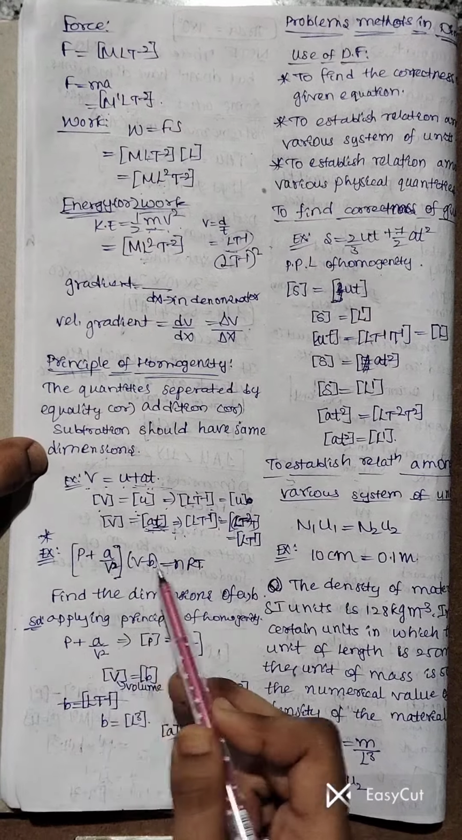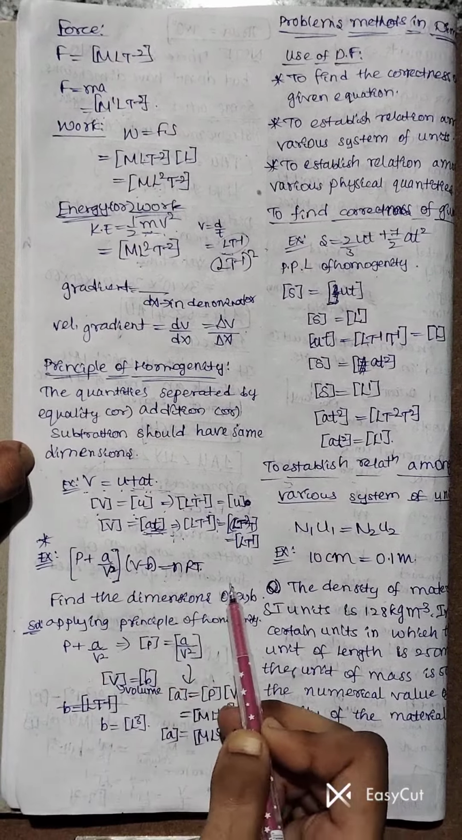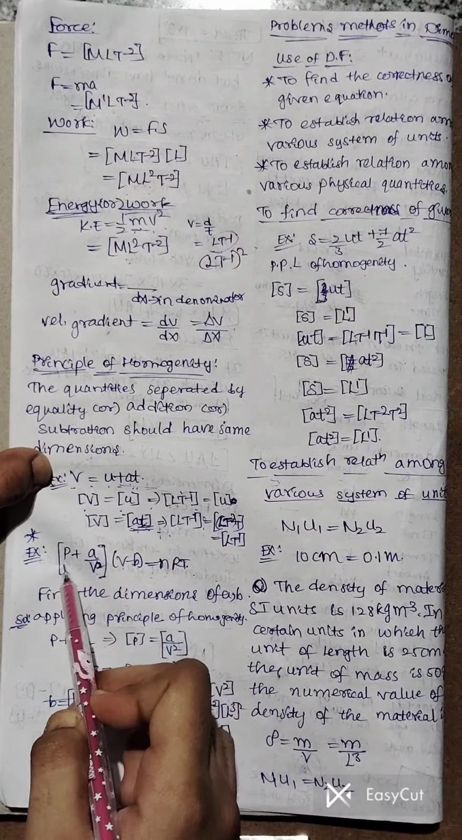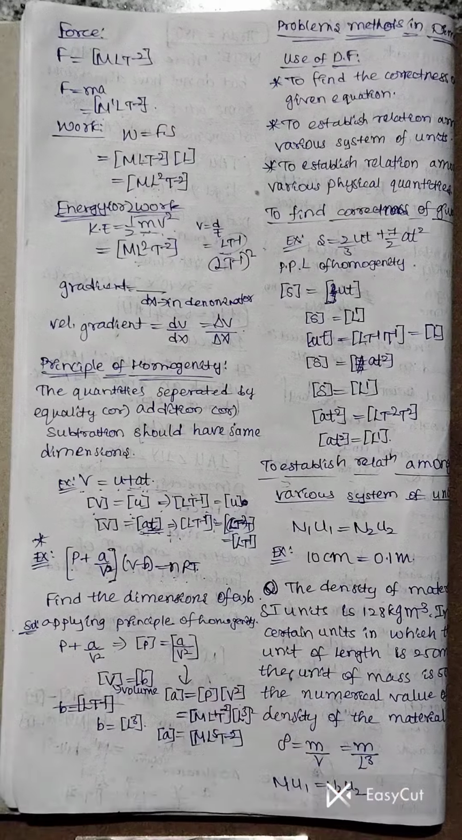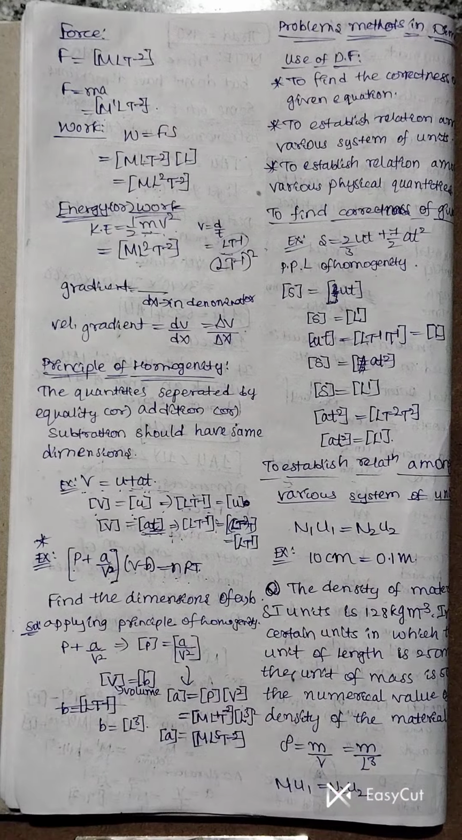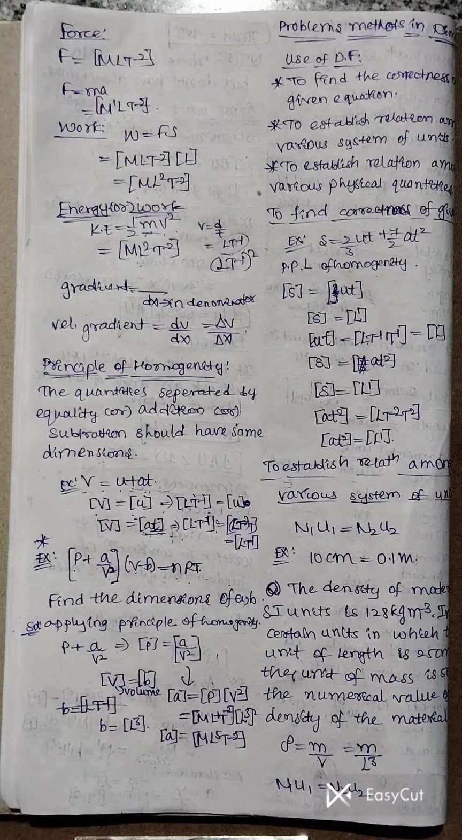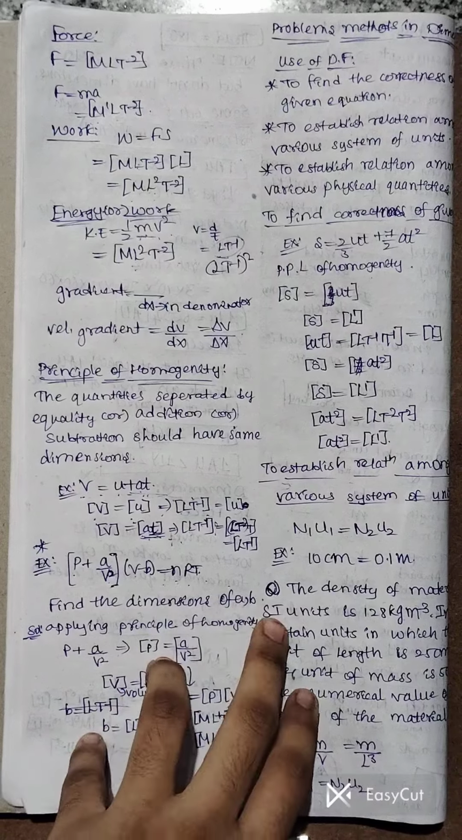(P + a/V²)(V − b) = nRT. Here P represents pressure, V for volume, n for number of moles, R for gas constant, and T for temperature, where a and b are constants. Here is a question: find the dimensions of a and b.